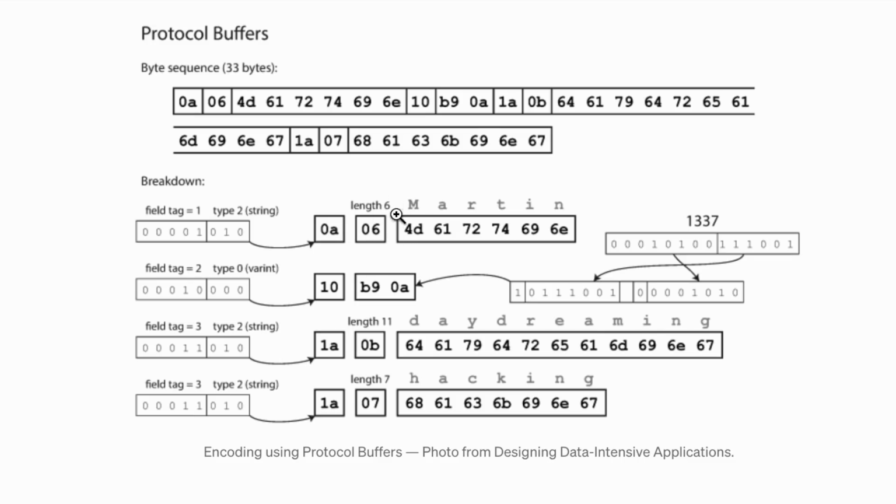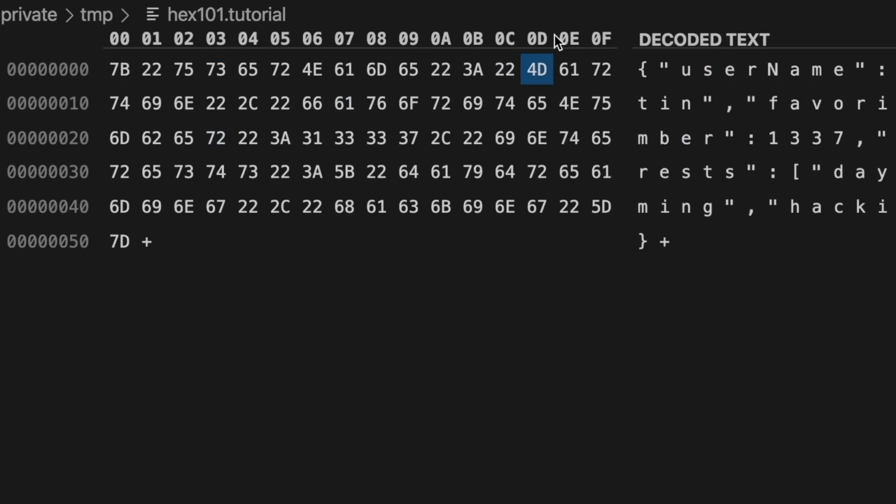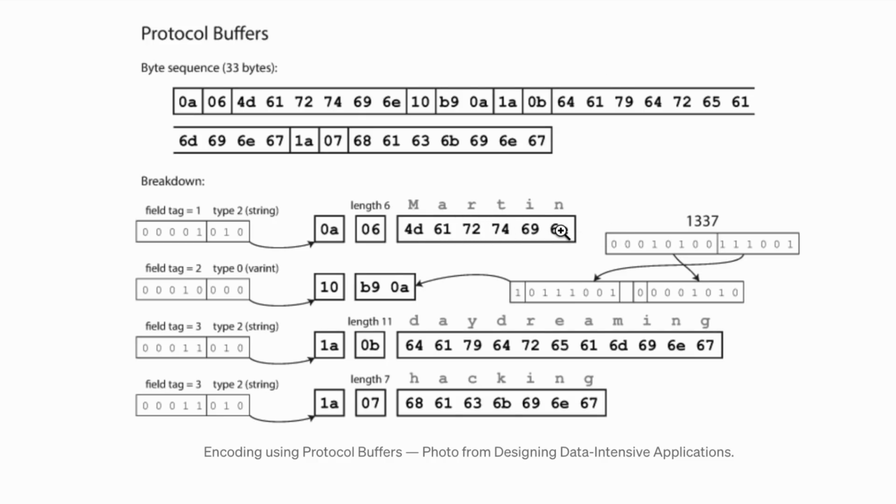And then the length of the string comes in the next byte, which is 6. And then Martin, the ASCII values 4D 61 72. When you go to VS Code, you can literally see for Martin this 4D 61 72, same thing, right? So you're simply storing Martin. The value is coming like this. The length is stored in 1 byte and the type and the tag is stored in another byte.